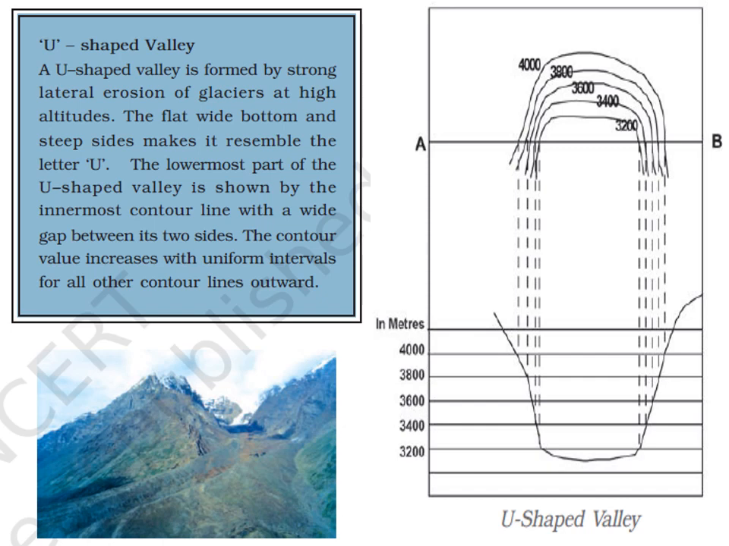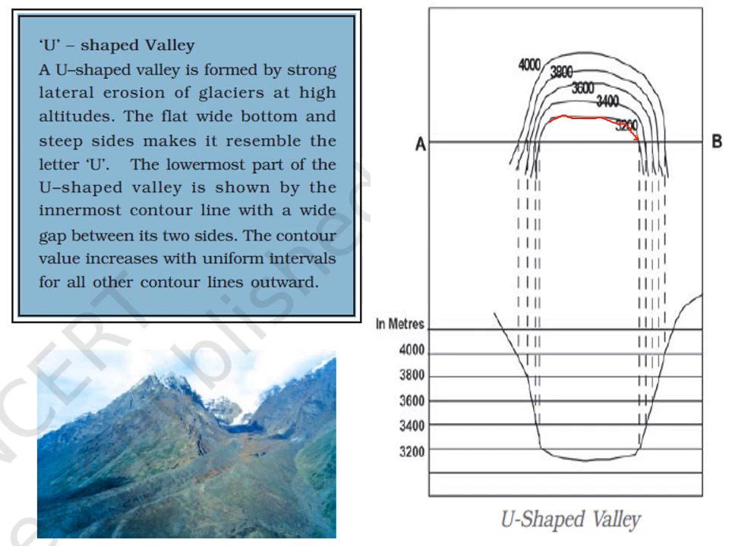Let's know about the U-shaped valley on the topo sheet. If you see, the contour value increases with uniform intervals outward. Now the lowermost part of the U-shaped valley is shown by the innermost contour line with a wide gap. If you see here, this is the wide portion of the valley.